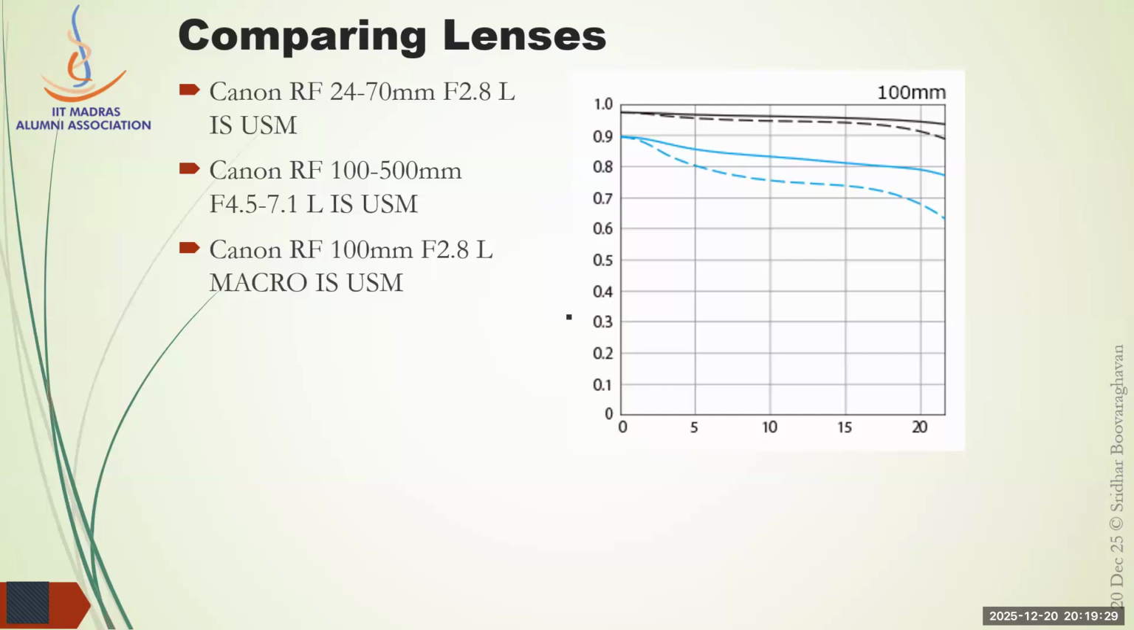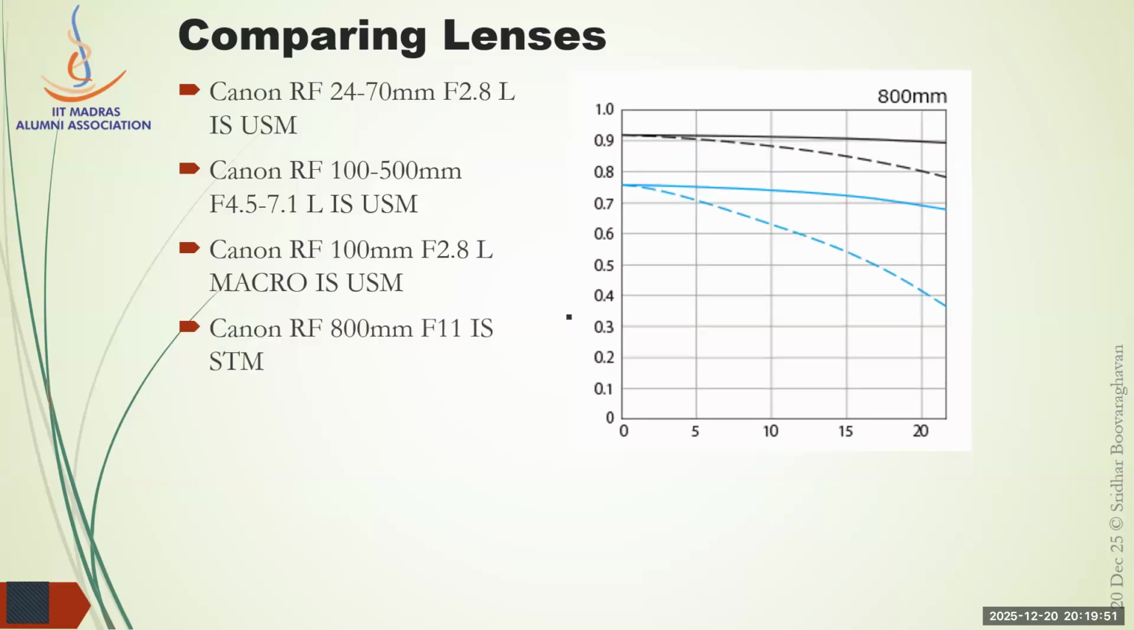So to compare lenses as to what you want to buy, look at these kinds of charts, and the more the blue and the black lines are to the top, the better it is. The more the lines are flat and don't show a fall to the right, even in the corners, the even better it is. So this is another lens, the first lens that we talked about.